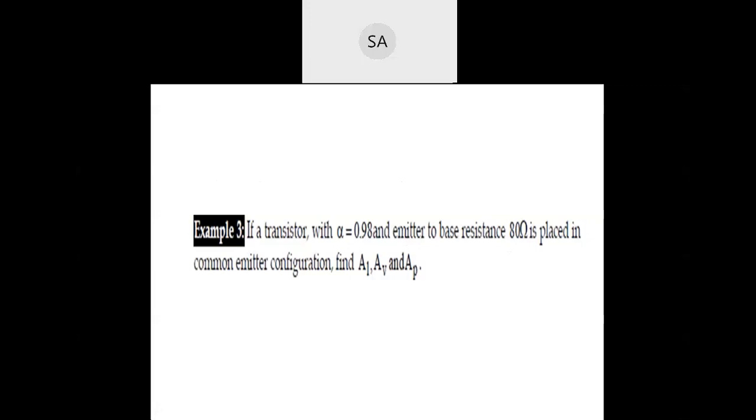Next, let us discuss another example. If a transistor with alpha equal to 0.98 and emitter to base resistance of 80 ohms is placed in common emitter configuration, find the current gain. AI means current gain, AV means voltage gain, and AP is equal to power gain. So we have to find out the current gain, and since this is placed in common emitter, the current gain is beta.